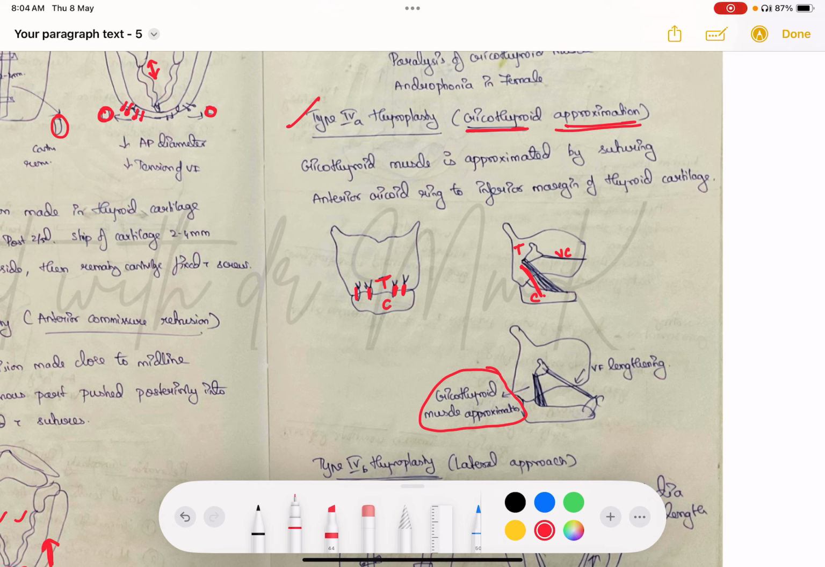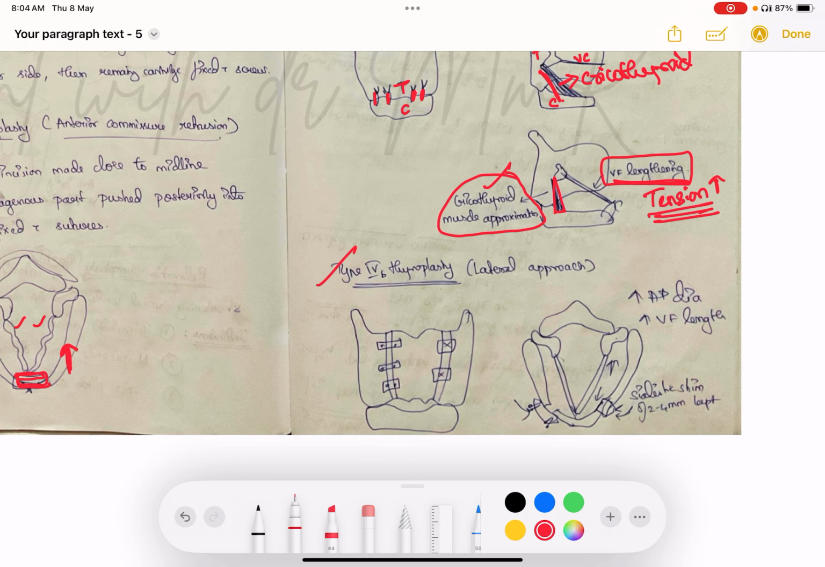This is the cricothyroid muscle. This cricothyroid muscle will get approximated, leading to lengthening of the vocal cord. Only when this muscle contracts, the vocal cord will become tensed or longer. The length of the vocal cord will increase, or the tension of the vocal cord will increase. So this is our aim. We have to get a female voice for our patient, so we have to increase the tension. This is done by cricothyroid approximation.